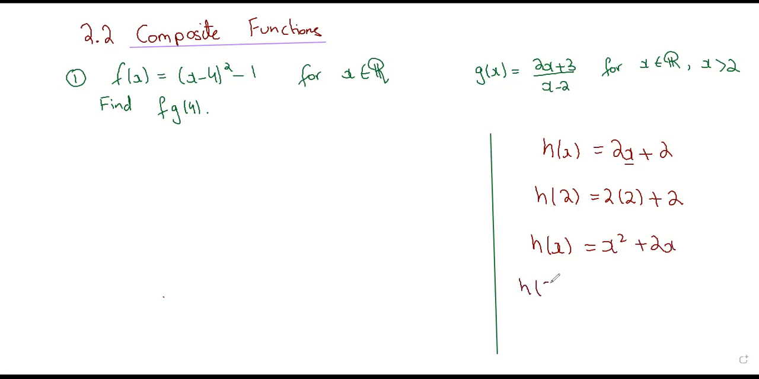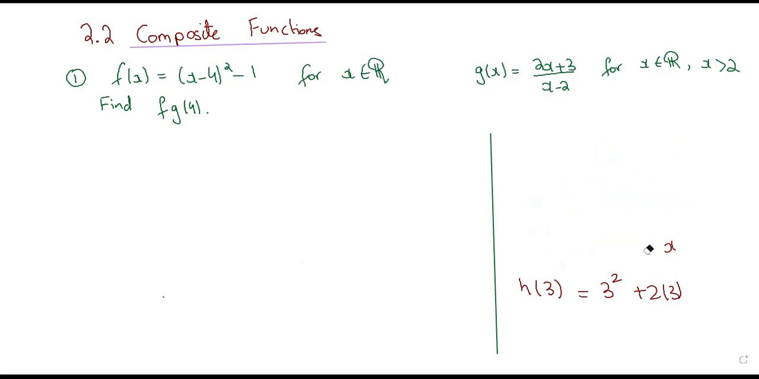So if I'm interested in finding out h of 3, I write down 3 wherever I had x initially. So it would be 3 squared plus 2 into 3. So we know that whatever number or variable we are writing inside the brackets has to take the place of x. This is what we know. So the discussion about composite functions is basically similar. Okay, now in this question, what do we have?